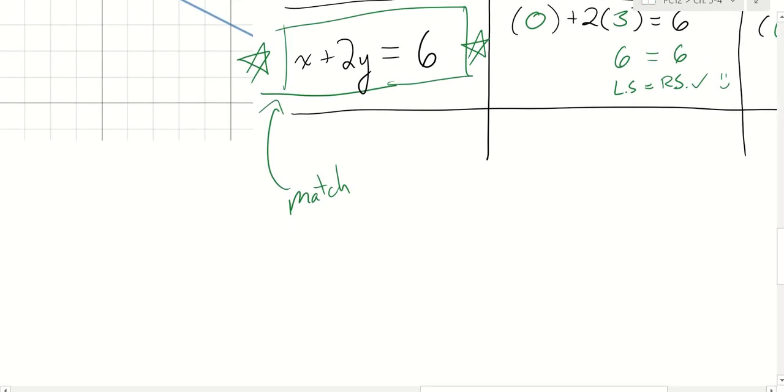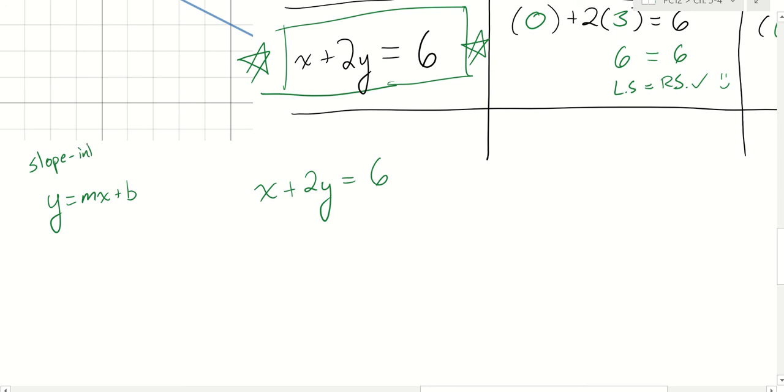So I'll show you how to use the y-intercept and slope method. My equation is x plus 2y equals 6. I want to put this into what's called slope-intercept form. So I'll write that. This is called slope-intercept form. And to put it into slope-intercept form, all I have to do is solve for y.